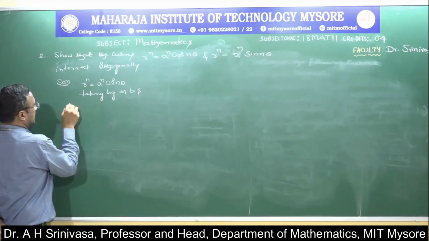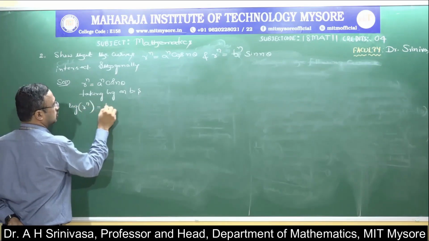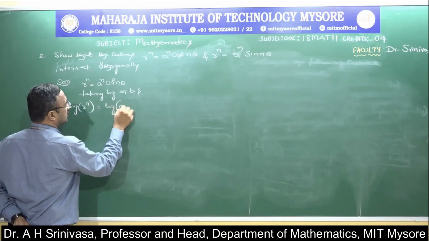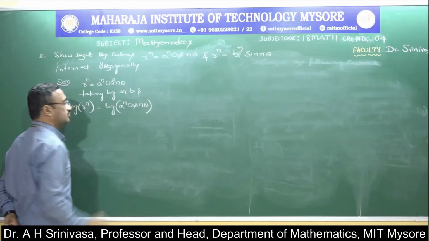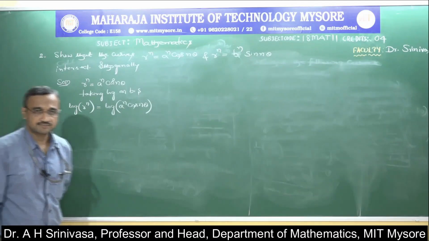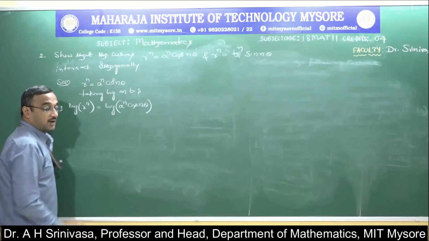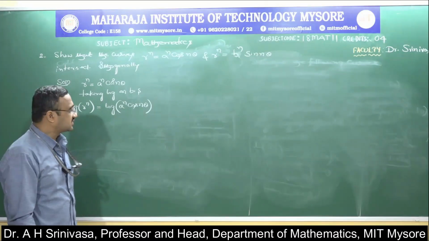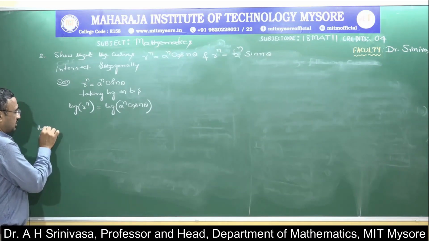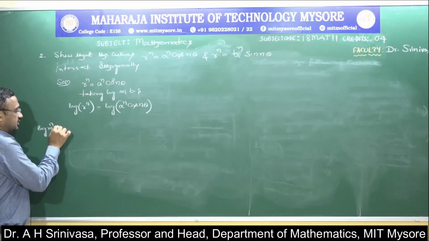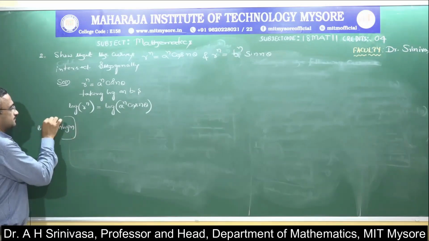Okay. This becomes log of r^n equal to log of a^n cos n theta. It's clear. Then apply the properties of logarithm. So what is that third power form of logarithm? They have given this formula: log m^n should be equal to n into log m. You have to remember this.